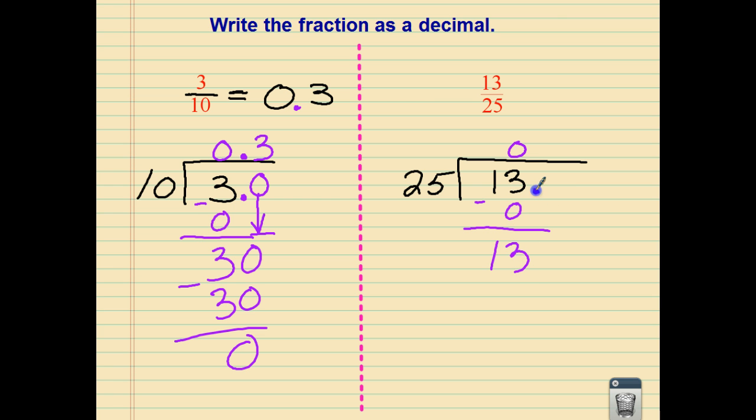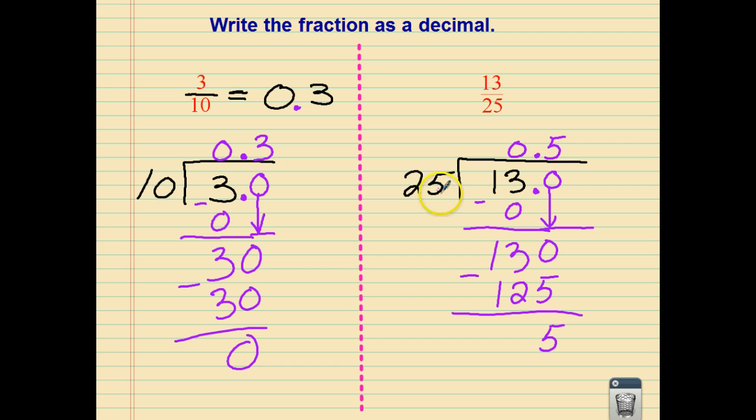So we add a decimal point, bring it up, add a 0, bring it down, and think about how many times 25 goes into 130. Well, we know that 25 goes into 100 4 times, and then 25 can go into 30 one additional time. So what does that give us? That would be 4 plus the 1 time is 5 times. And I think there's going to be a remainder here. So 5 multiplied by 25 is 125. We subtract. We're left with 5 remainder.